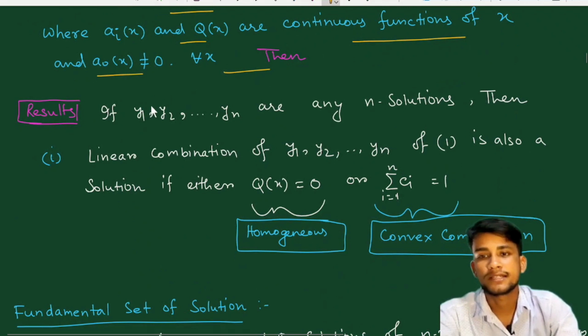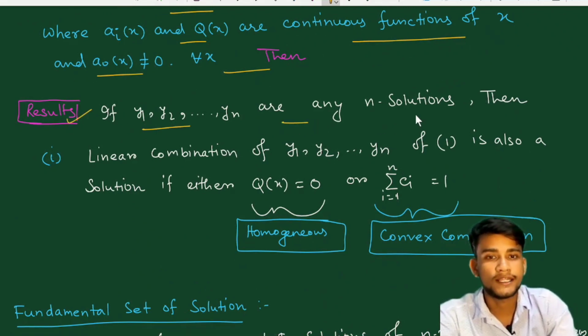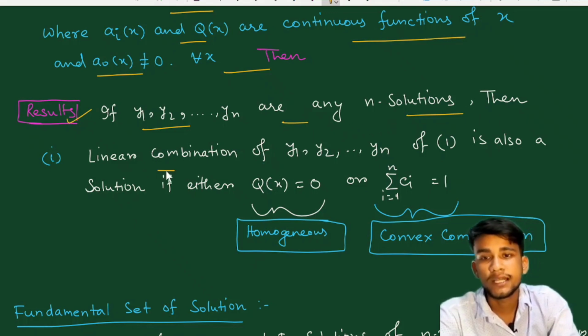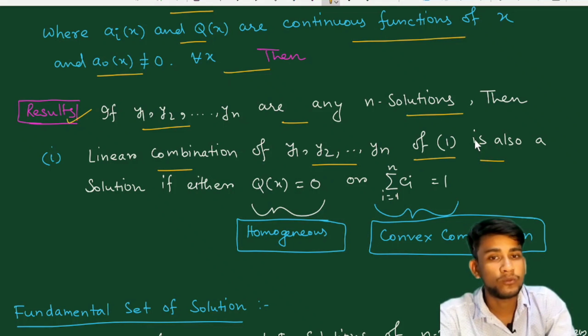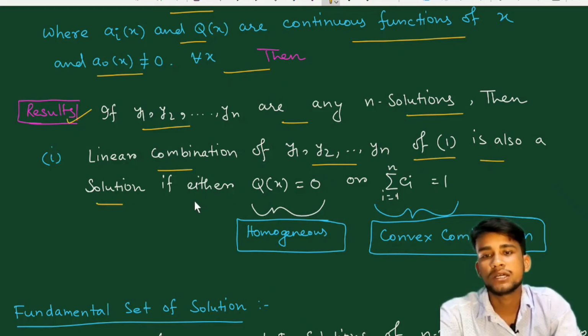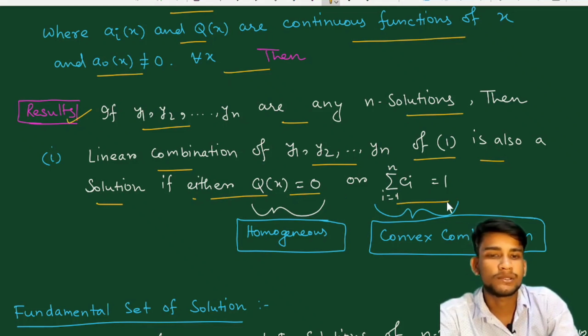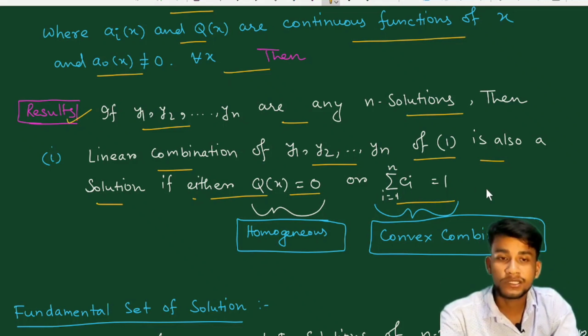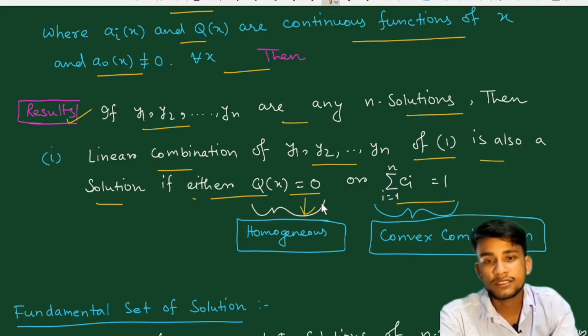Then the results are: if y1, y2, ..., yn are n solutions, since this is a differential equation of order n, that means the differential equation has n solutions. If y1, y2, ..., yn are solutions, then a linear combination of y1, y2, ..., yn of the above equation is also a solution if either q(x) = 0 or the summation of ci equals 1, that is, the sum of the coefficients of the combination is equal to 1. This is the case of the homogeneous equation, and this is the convex combination.